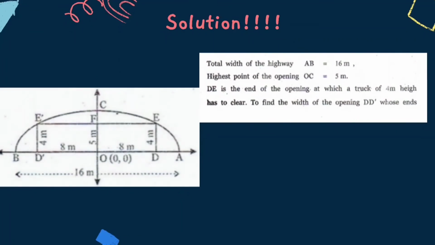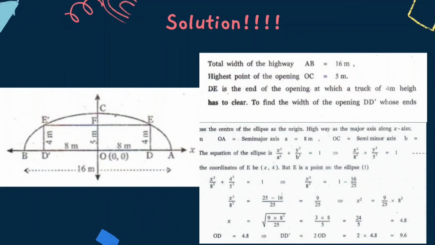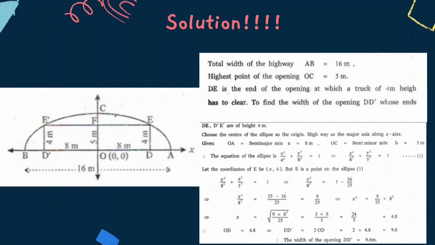On the left, we got the sketch of the mountain tunnel with the information given based on the question. On the right hand side, we can state the information given and we can see the total width of the highway AB equals 60 meter, as we can refer to the sketch and transfer it to make it easy. We also are given that the highest point of the opening OC equals 5 meter. We also can see from the sketch that DE is the end of the opening at which a truck of 4 meter high has to clear.